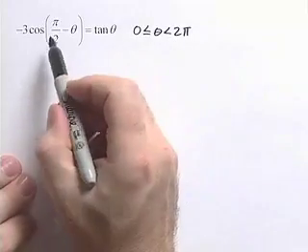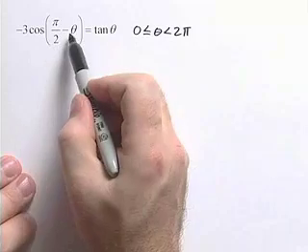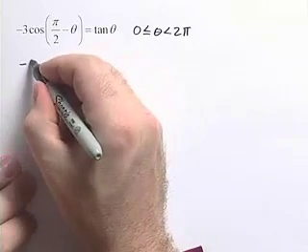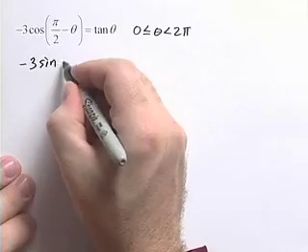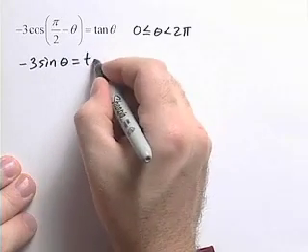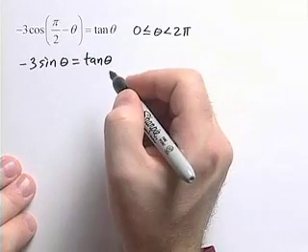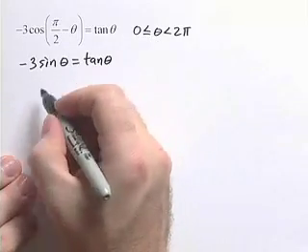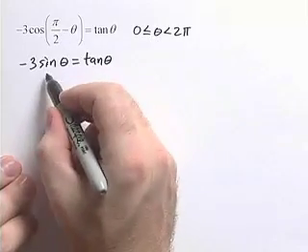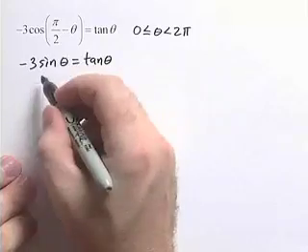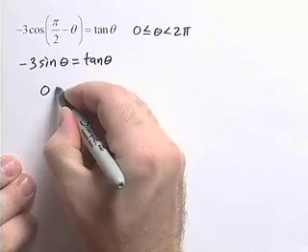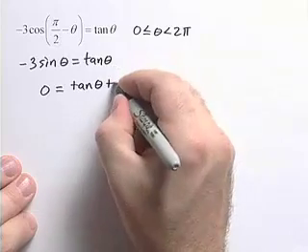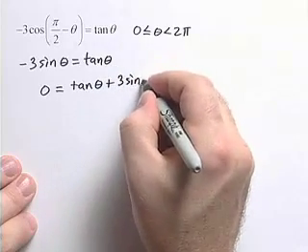The first thing we'd like to notice is that cosine of (pi over 2 minus theta) is equal to sine of theta. So we'll have -3 sine theta is equal to the tangent of theta. Next, we're going to bring the -3 sine theta to the other side, so we'll get a 0 on the left. We'll have 0 is equal to tangent of theta plus 3 sine theta.